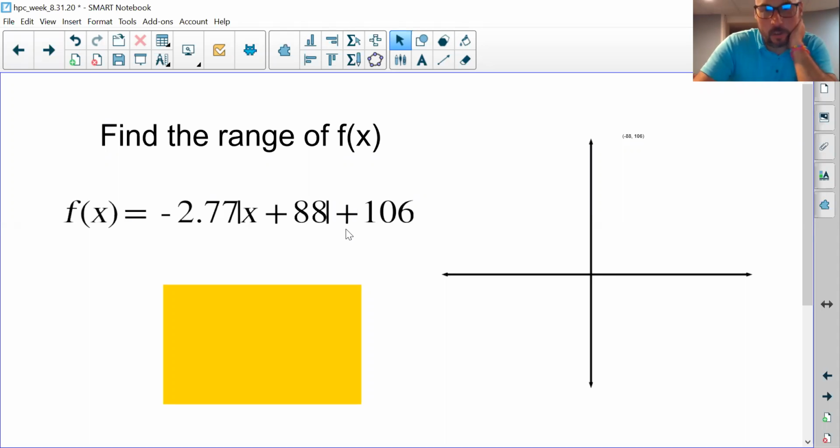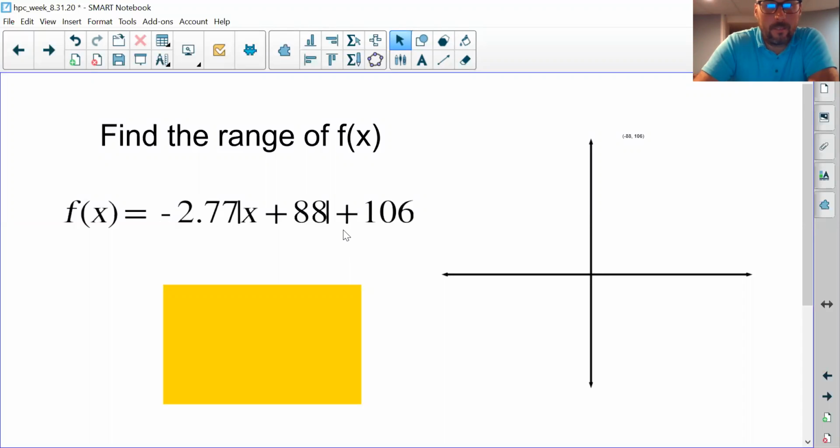Well, now that you know, I have a better idea of how transformations work. This is an absolute value function. And there were 4 transformations. You went to the left. First of all, get a basic idea of what it looks like. Since it's an absolute value function, it's the V shape. So you went to the left 88. All the y values got flipped upside down because there's a negative. All the y values got multiplied by 2.77. And then all the y values added 106. Wow, so that's a lot.